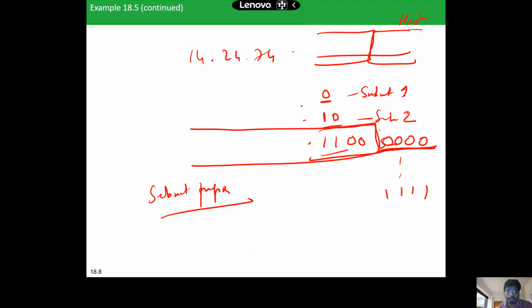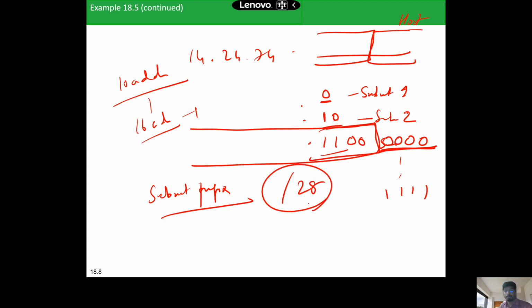You now know that only 4 bits is needed for the host because only 10 addresses are needed, right? So 16 addresses you're granting. So only 4 bits is needed for the host, which means /28 is going to be your subnet prefix. What will be the first address?